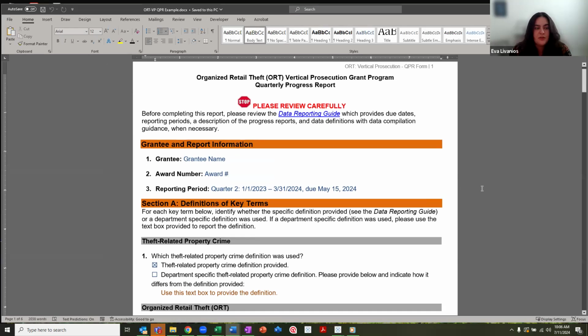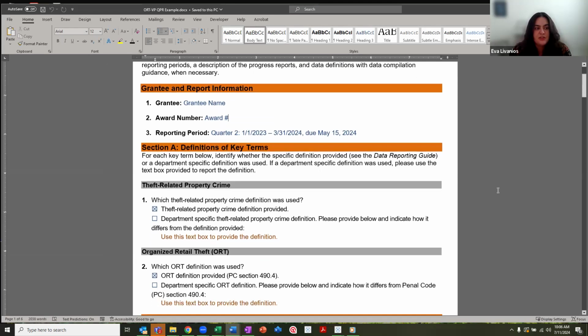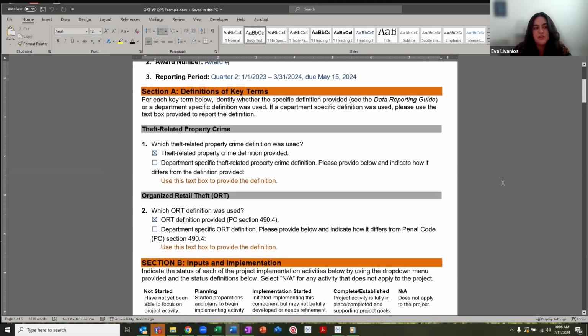So here everyone can see the QPR. And the first section is the definition of key terms. Now this section, I don't really have any examples to go over because we didn't have that many issues with this section. But just as a reminder, if there are any definitions that are different from the ones provided by BSCC, that you provide those in the text box, even if they are minor alterations. So are there any questions about this section A?